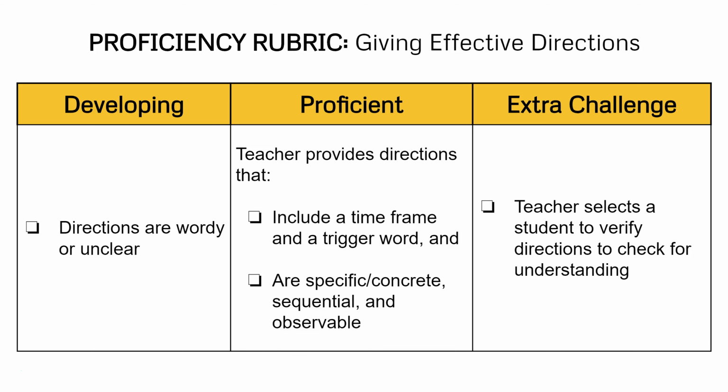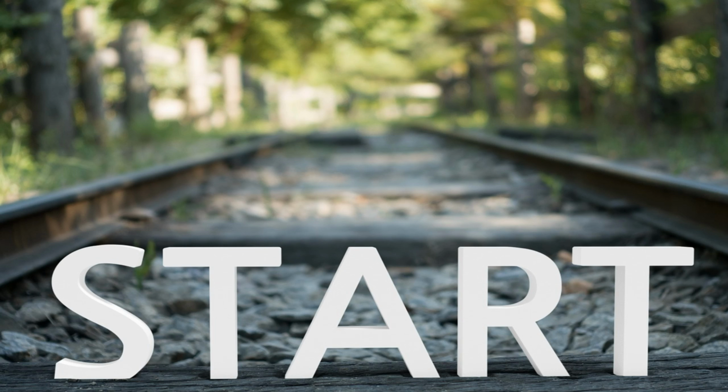This proficiency rubric details how you'll demonstrate your learning for this module. During the 10-minute mini-lesson, you'll give directions. The directions you provide must include a time frame and a trigger word. They should also be specific and concrete, sequential, and observable. Now that we know our objective, the materials we'll need, and how the learning will come into play during the 10-minute mini-lesson, we're ready to get started.